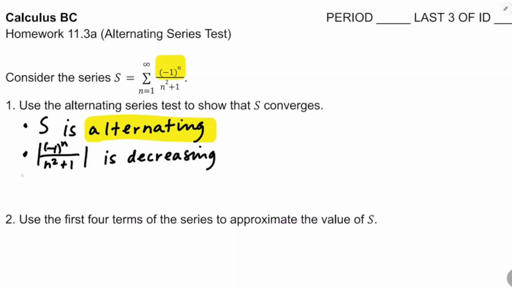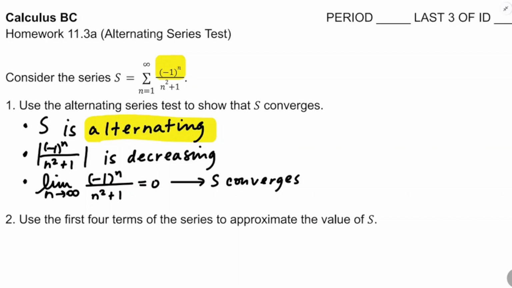So the absolute value is decreasing, and the limit of the terms is 0. So the limit as n goes to infinity of (-1)^n over n squared plus 1 does equal 0. Okay, so that's the alternating series test, so that means S converges.